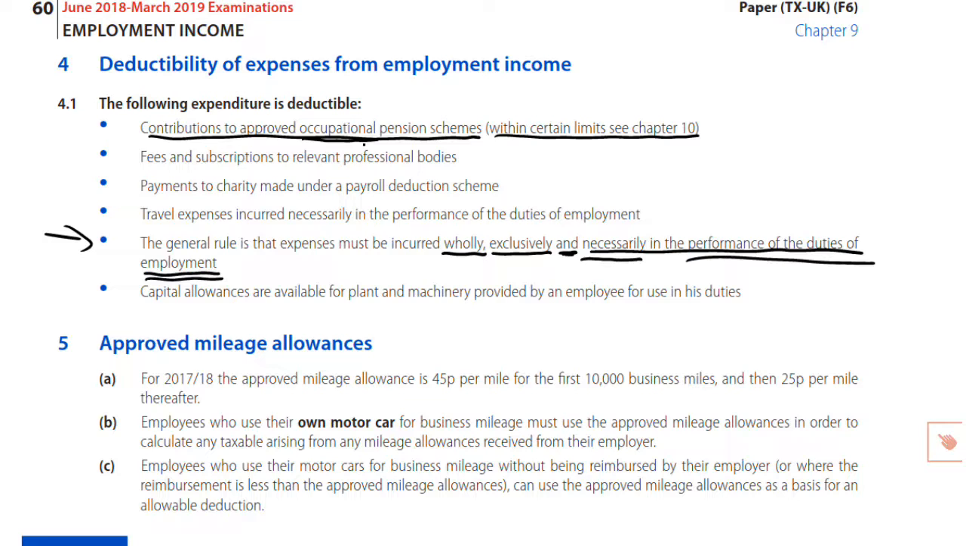Then any amount paid in by the employee will be an allowable deduction against their employment income. So in deriving the employment income figure to include upon your income tax computation, you will deduct any occupational pension scheme contribution made by the employee.